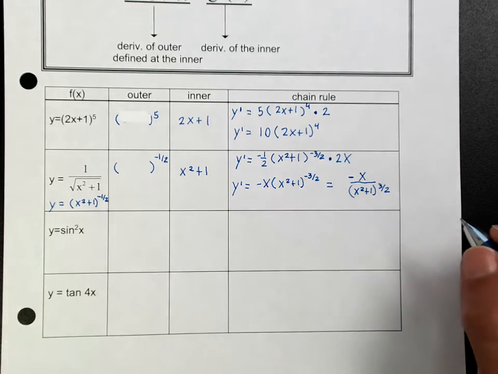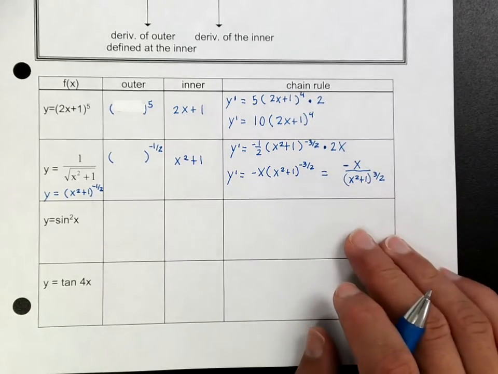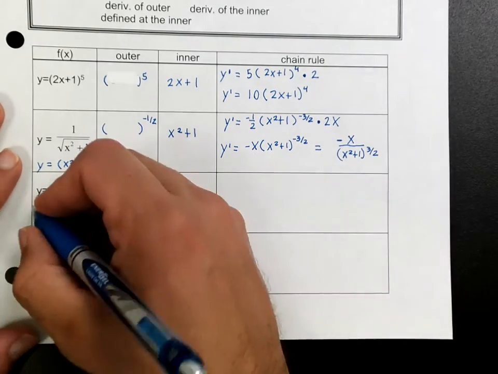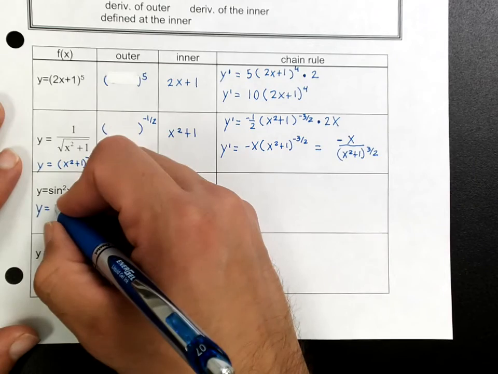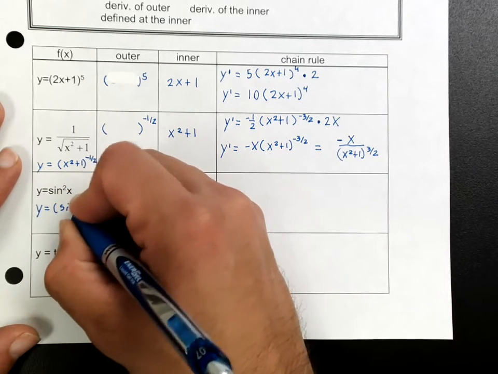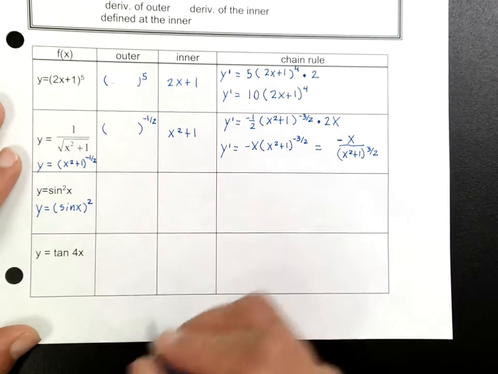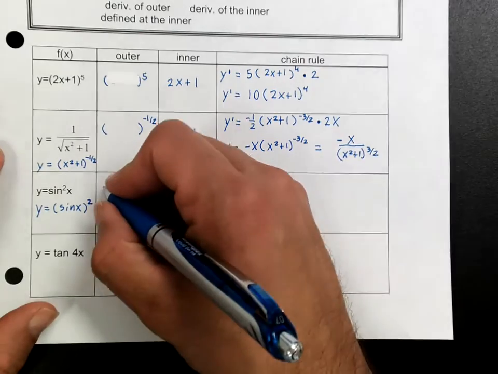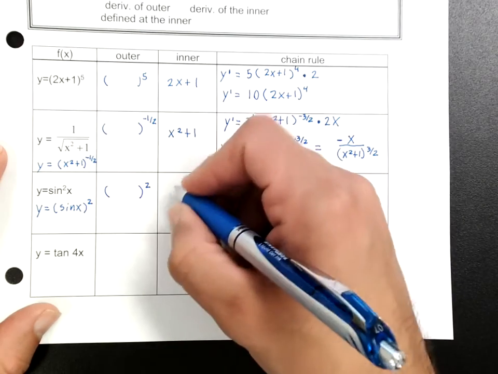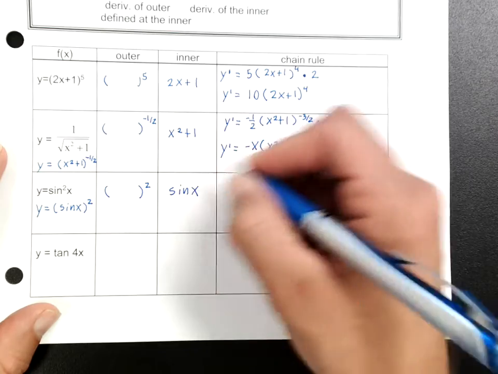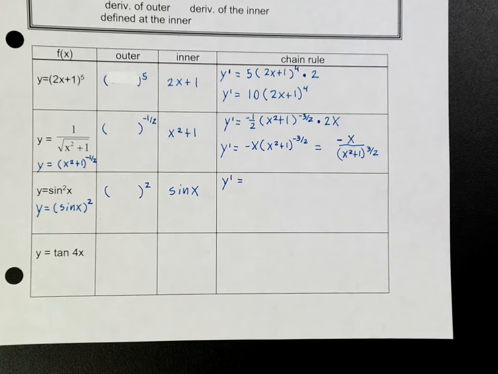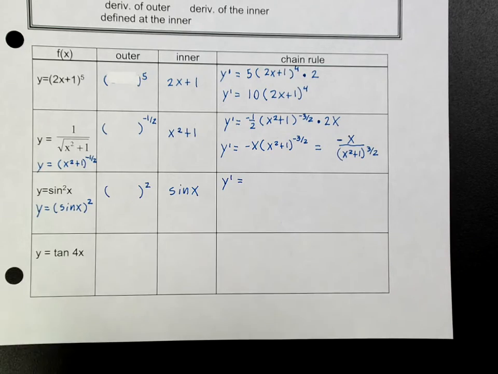One more. Hopefully you understand this now. On the third example, we have y equal to sine squared x. Just to make sure we understand, sine squared x is the same thing as having sine x, squared. They're exactly the same. So the outer function becomes this, and the inner function is sine x, and now we're going to use the chain rule. As soon as I see a sine squared or a cosine squared, or a tangent squared, any of those trig functions squared, a lot of the times I can use the chain rule.